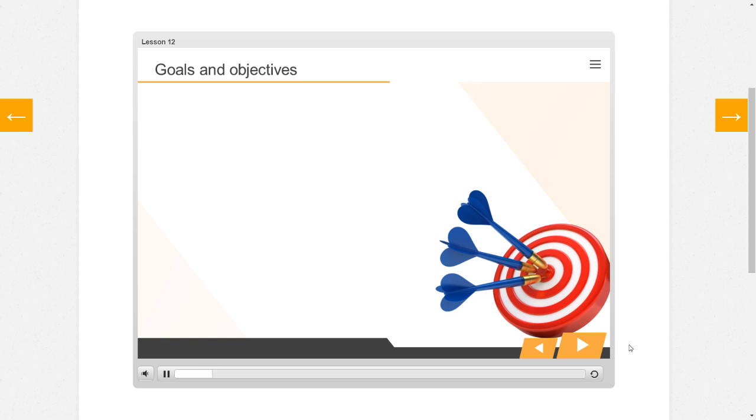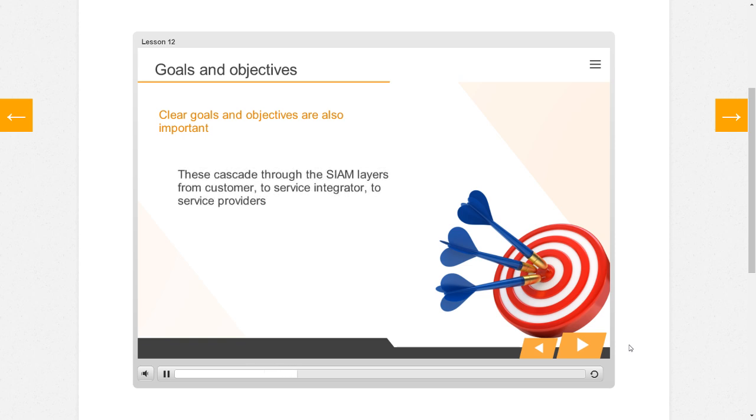Another practice associated with managing cross-functional teams is having clear goals and objectives. These cascade down through the SIAM layers. The customer organization sets objectives, which are then translated into contracts and service agreements. The service integrator then works with the service providers to make sure the objectives are met. It is very difficult for cross-functional teams to work effectively if they don't have a clear picture of what they're supposed to achieve.